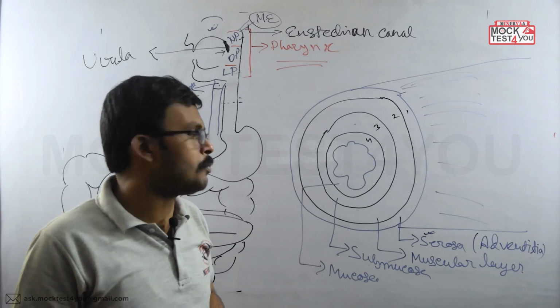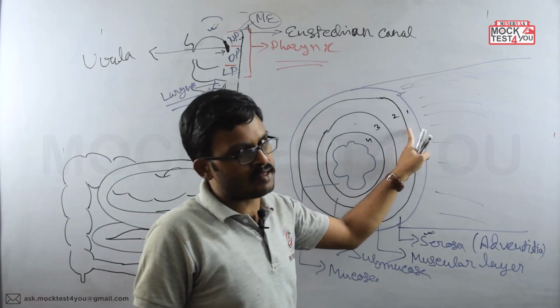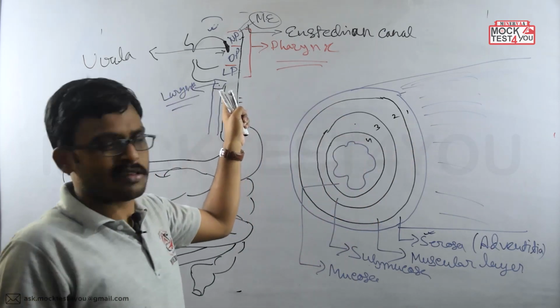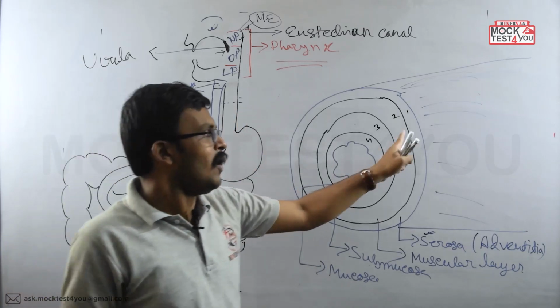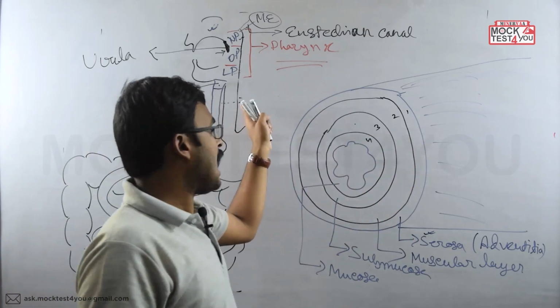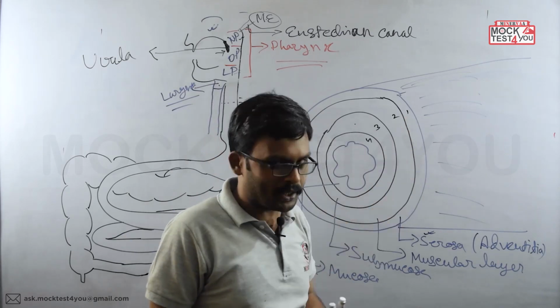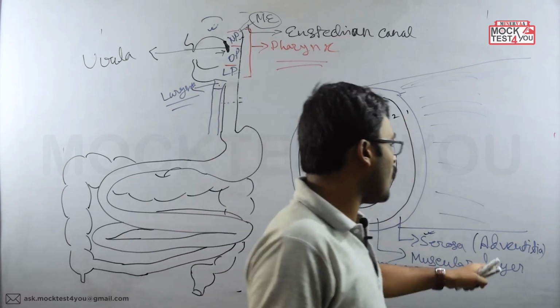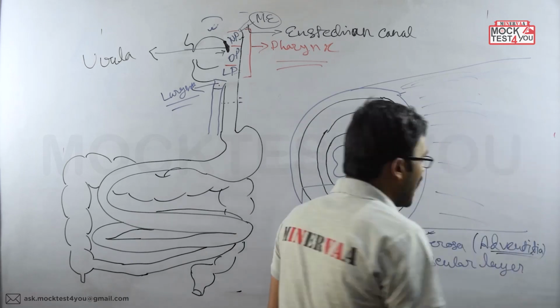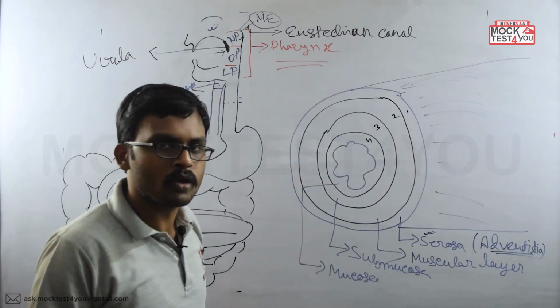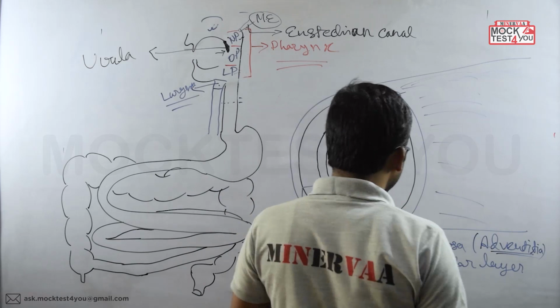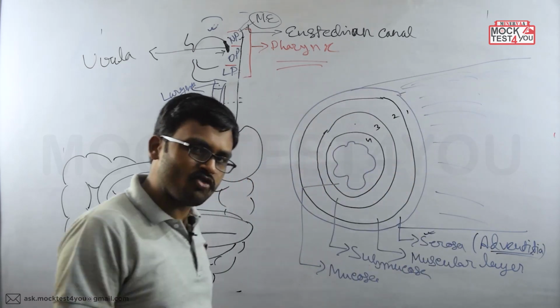The peritoneum is not merged with this fibrous layer over here at the esophagus level, okay. So only at the outermost layer we are getting the fibrous coating, okay. And that fibrous coating will be called what? That will be called adventitia, okay, clear? So this is the outermost structure.